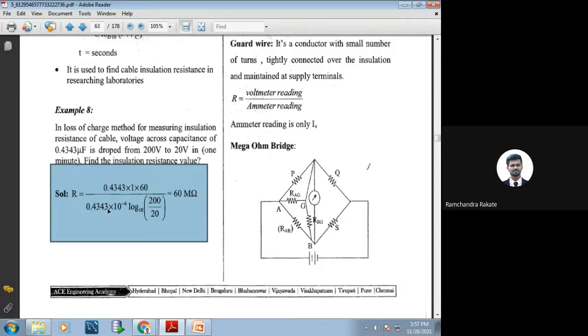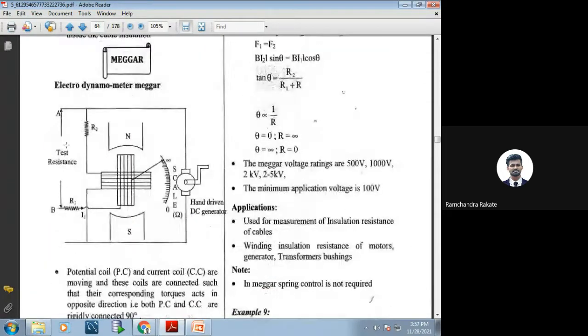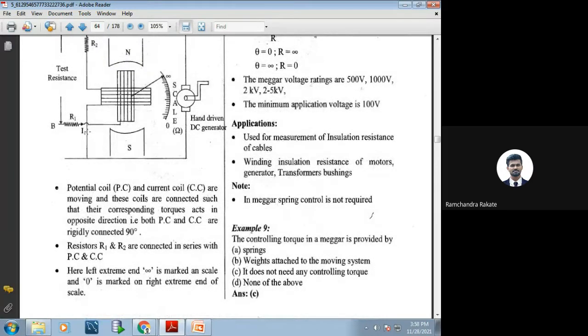Now let us move to the next one, that is the Megger. Yes, the Megger. So this is what is most important about the Megger. Let us discuss this. Before that, let's have a small discussion on the inductance value.